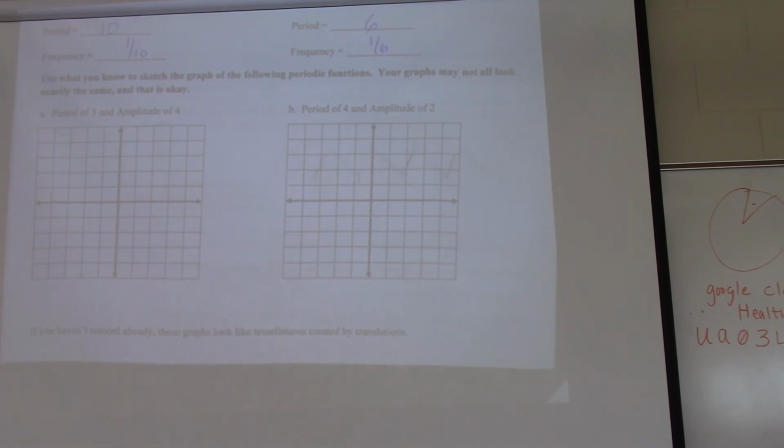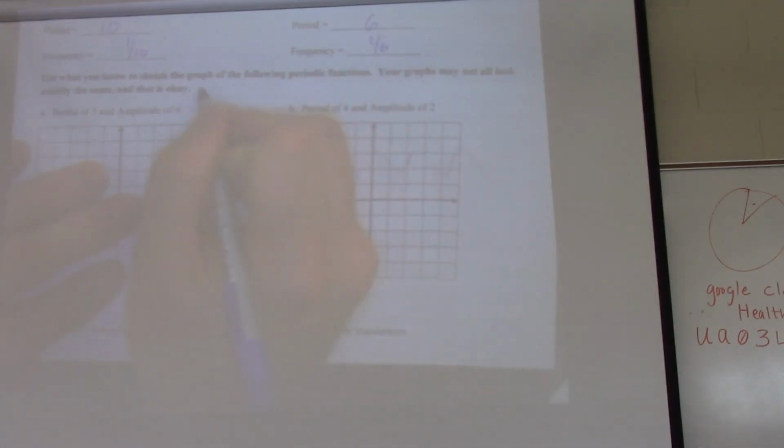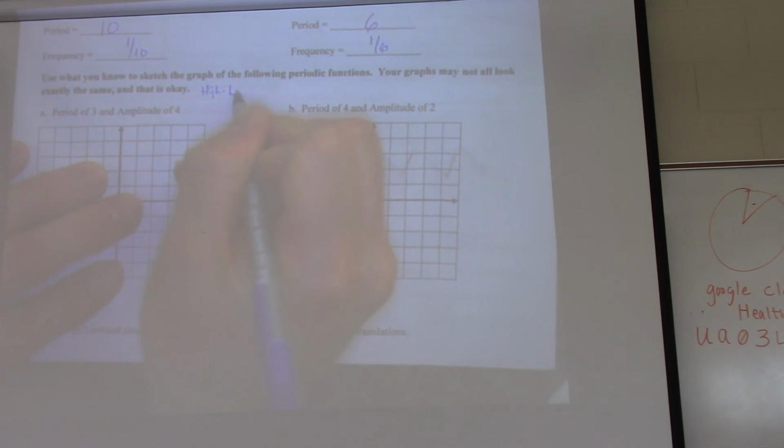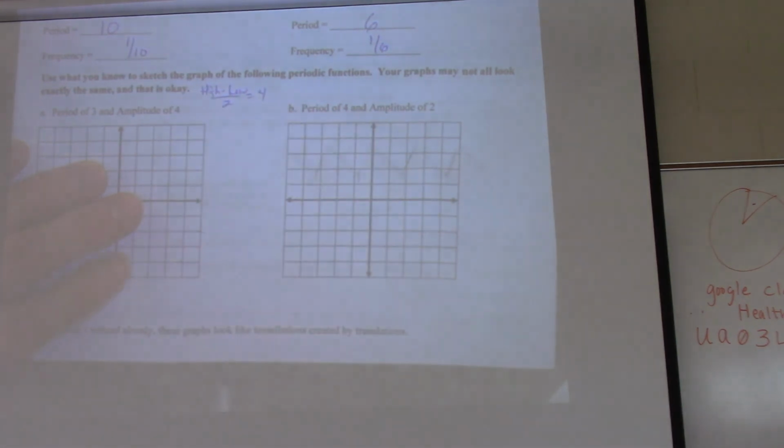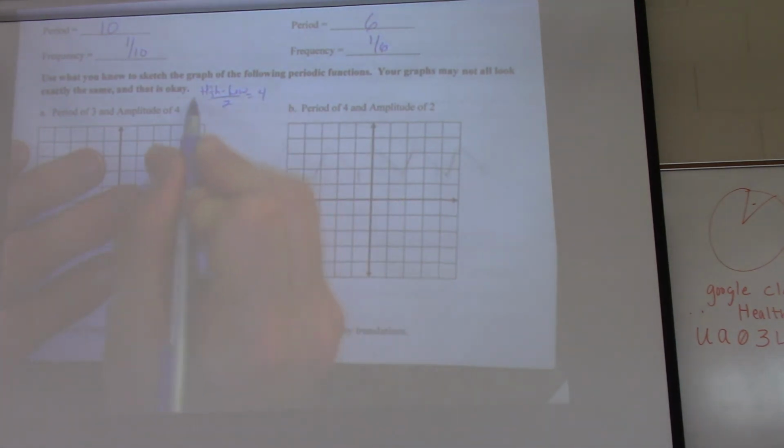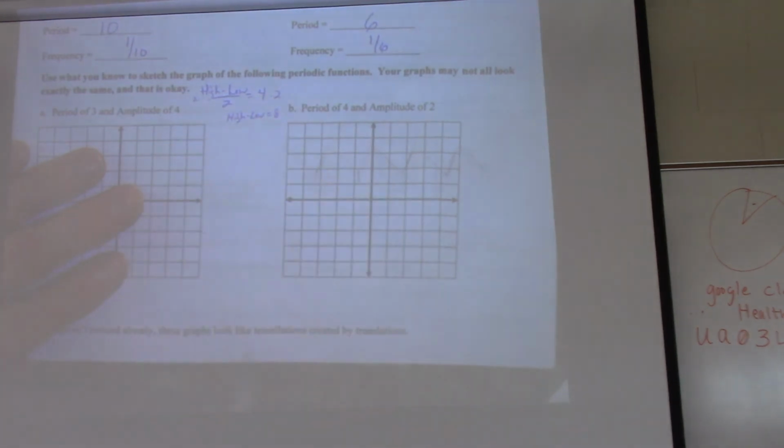So, with that being said, if the period is 3, how far away are they going to be left to right? 3. If the amplitude is 4, how far are they going to be away up and down? Well, I like what you're thinking with the amplitude. What do we do to find the amplitude again? We go high minus low divided by 2. So for this problem, high minus low divided by 2 equals 4. If I multiply both sides by 2, then the high minus the low better be 8 apart.